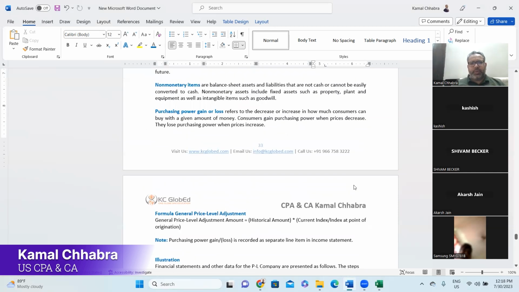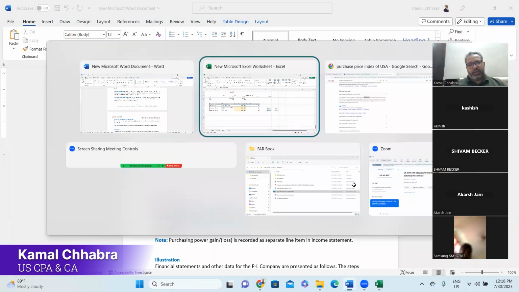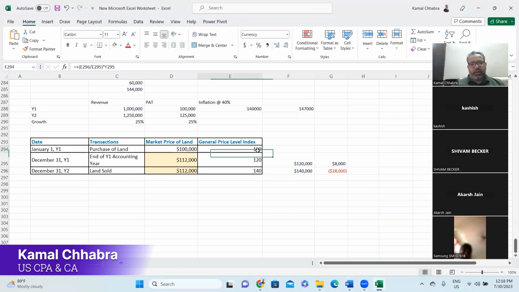Purchasing power gain and loss will be based on the purchase price index. If the previous year purchase price index, like in our example here, was 100 and the current year it is 120, that means a 20% reduction in purchasing power because of inflation. That means you can purchase less. To purchase the same item, you require $120 instead of $100.